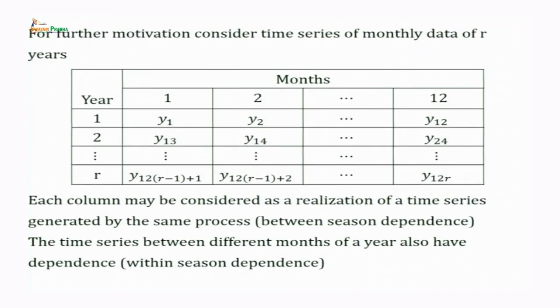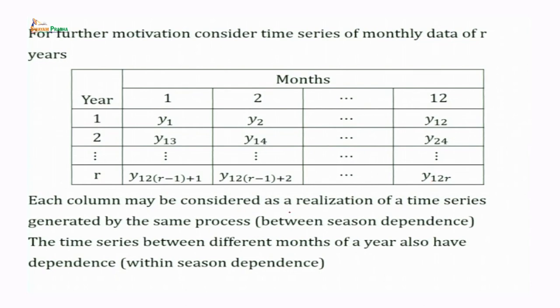Now, for further motivation, we consider the time series of monthly data on R years. So, here you have 12 months and then you have R years, and then your observations are Y1, Y2, so on Y12, Y13, Y14, so on Y24 and so on, Y_(12(R-1)+1), Y_(12(R-1)+2), so on Y_12R. So, this is the time series for the month of January. This time series is for the month of February and so on. This time series is for the month of December.